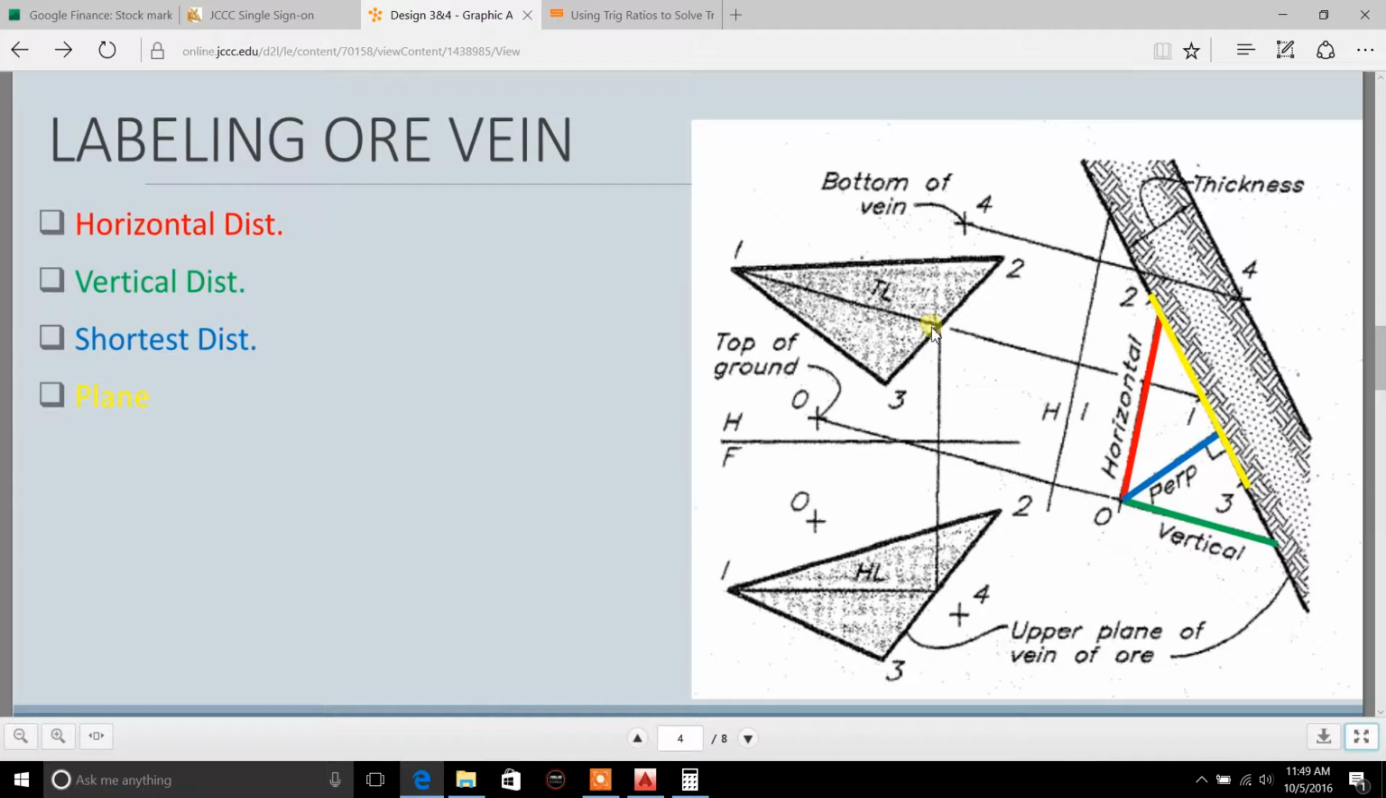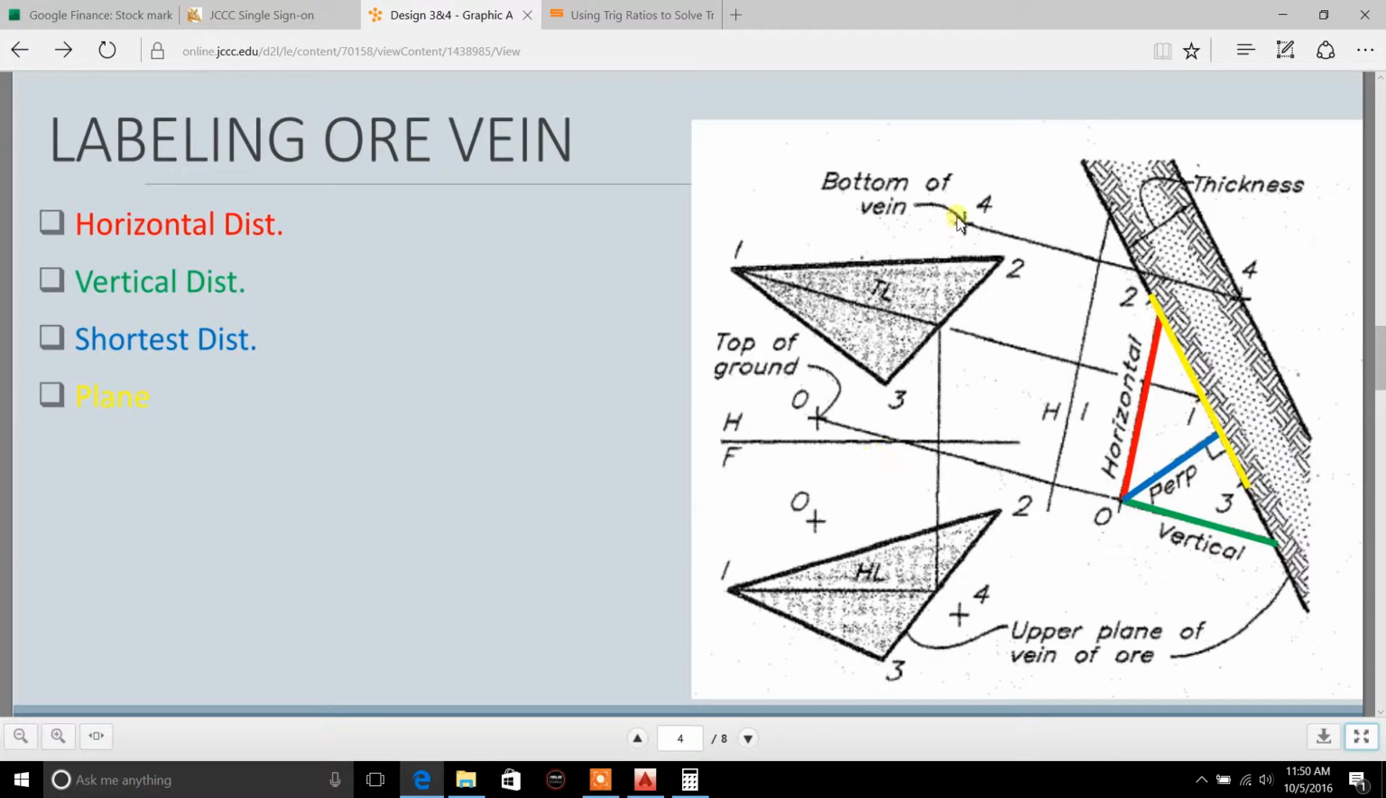Now what you have to do is draw a line perpendicular to the true length line to get your horizontal plane, which is right here. So that's how they got that. That's perpendicular to this true length line. Then you extend your lines out.